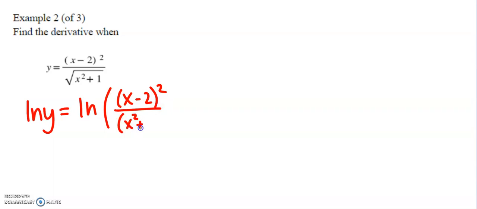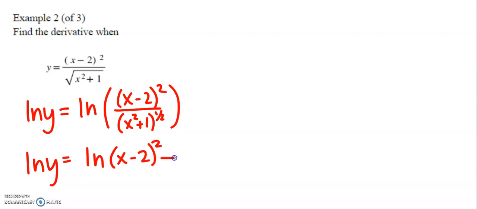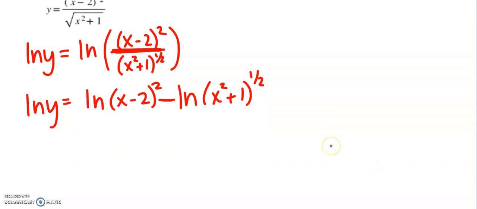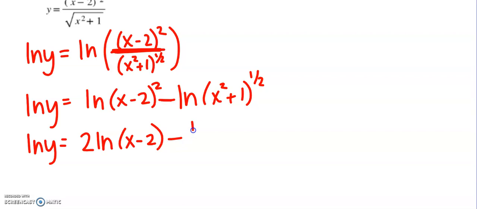I'm just going to rewrite this as x squared plus 1 to the 1/2. Well, using properties of logarithms, this becomes the natural log of (x minus 2) squared minus the natural log of (x squared plus 1) to the 1/2, because my division can turn into subtraction. Still using properties of logs, I can swing that 2 down in front. I can swing that 1/2 down in front. And now I've done the logarithmic part.